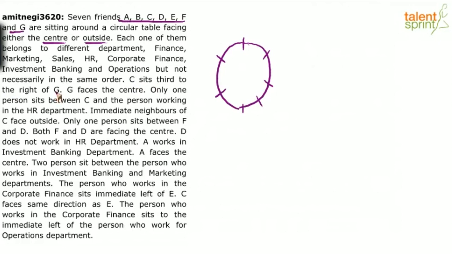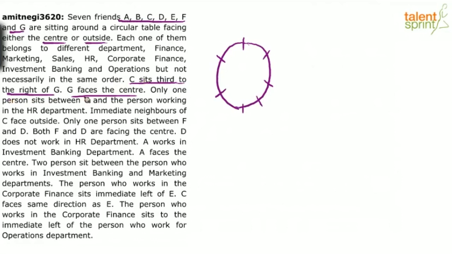But what is right of G? When persons are facing center, right is anti-clockwise, left is clockwise. When persons are facing outwards, right is clockwise and left is anti-clockwise. So unless we know what direction G is facing, we will not be able to use the first point. It depends on G's direction. But then the next point says G faces center, so using these two together, we will be able to plot the two positions.